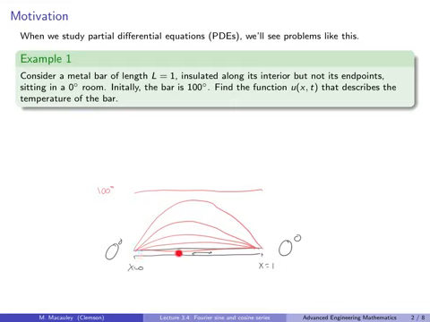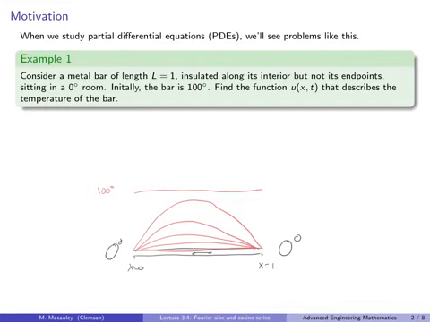Just imagine this. You have a 100-degree bar that's insulated along the interior, but not at the endpoints. It's sitting in a 0-degree room. You come back an hour later, the bar is going to be room temperature. Or roughly, it's never going to technically reach exactly 0, but for all intents and purposes, it will be 0 degrees.